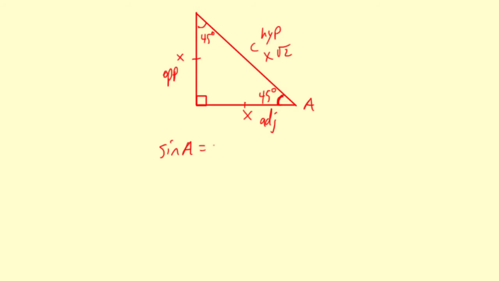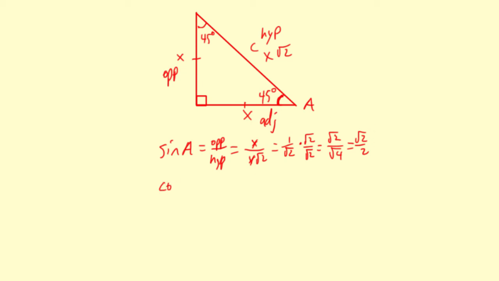So sine of A equals the opposite divided by the hypotenuse. And the opposite side we said is x. The hypotenuse is x square root of 2. So the x's can simplify out here, and you get 1 over the square root of 2. And you can rationalize the denominator, multiply by square root of 2 over square root of 2. And 1 times the square root of 2 is square root of 2. And square root of 2 times square root of 2 is square root of 4. So that equals square root of 2 over 2. So the sine of a 45-degree angle is square root of 2 over 2.